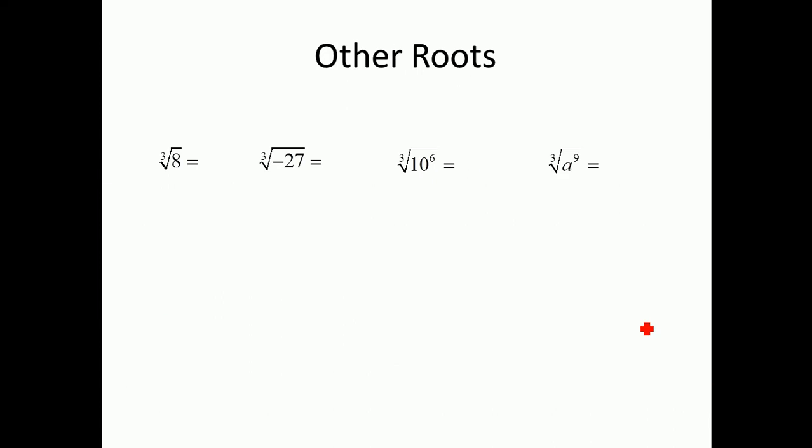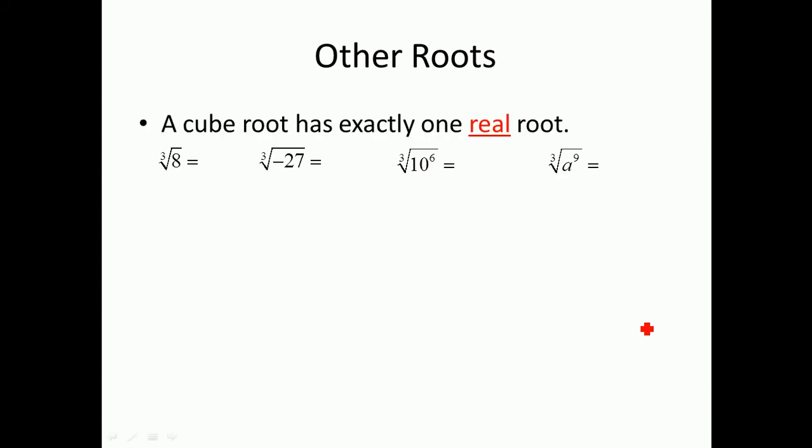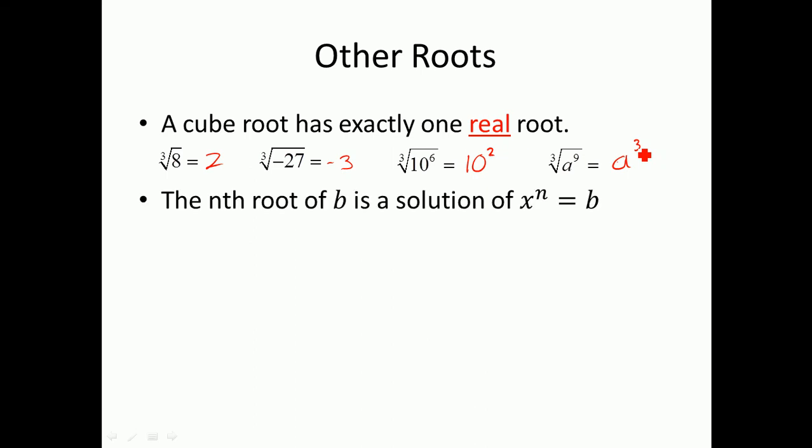If we keep on going with other roots, let's talk about cube roots. Cube roots have one root. For example, the cube root of 8 is just going to be 2, not negative 2, because negative 2 cubed does not give you 8. If you have the cube root of negative 27, you're going to get negative 3, not 3, because if you cube 3, you're not going to get negative 27. Here, this is going to be 10 squared, because if you cube 10 squared, you'll get 10 to the 6th. And if you took the cube root of 8 to the 9th, you should get 8 to the 3rd. We'll do a lot more of those later.